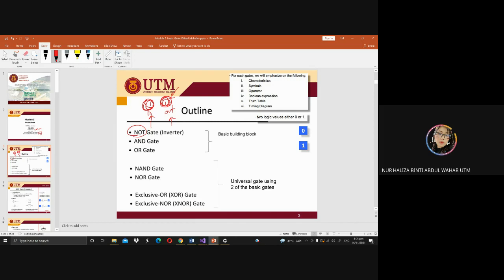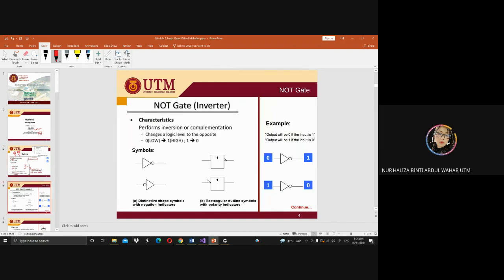So you can see NOT gate, AND gate, and OR gate are the basic gates that you have. NAND gate and NOR gate are universal gates made using two basic gates. While for exclusive OR and exclusive NOR, you have the combinations of all basic gates. So let's take a look. Okay, it's already 5 minutes.